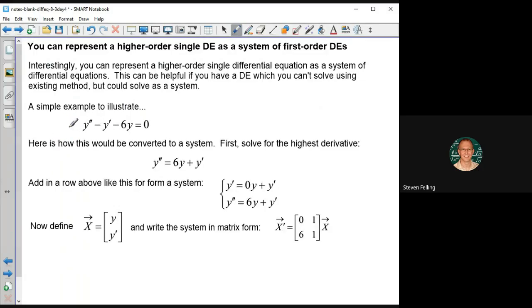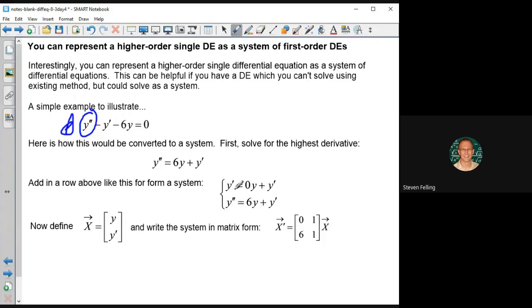What you do is you take the original differential equation and you solve it for the highest order derivative. So that would be y double prime is equal to, if we just move these terms to the other side, 6y plus y prime. And you write this in order from y to y prime and so on, from the lowest derivative to the highest, where the first one's a non-derivative term. And so then you enter that as the bottom row of a system of differential equations.